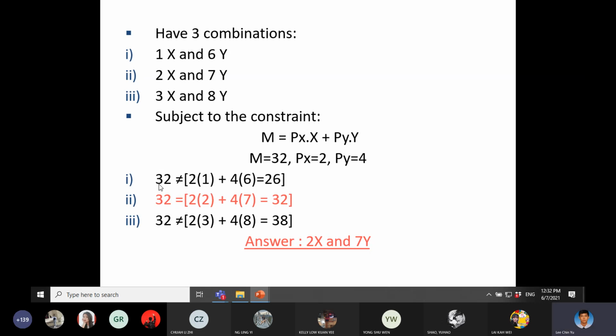Meaning that the third combination, by right, would give you a higher satisfaction, but because you have limited income, you cannot achieve the higher satisfaction. It's constrained by your income. You have a limited budget. So the best combination that you can choose is combination 2, meaning that you can maximize the utility based on the limited income that you have. So combination 2 will be the answer, right?